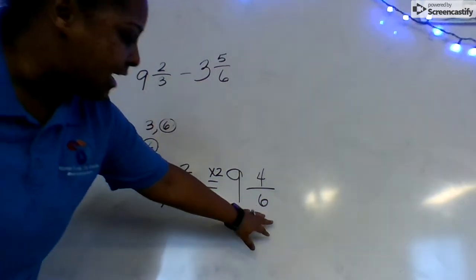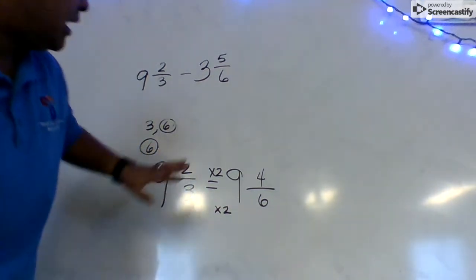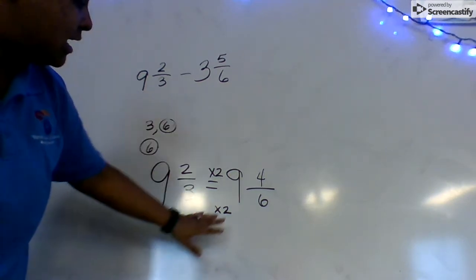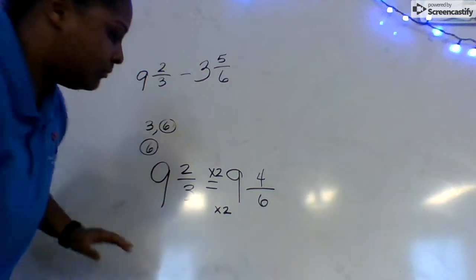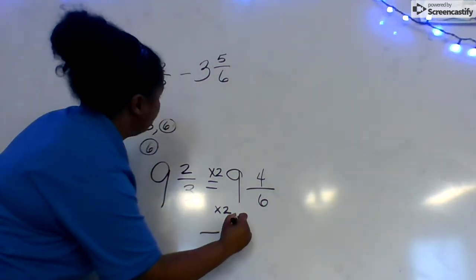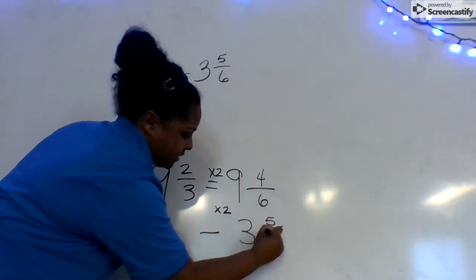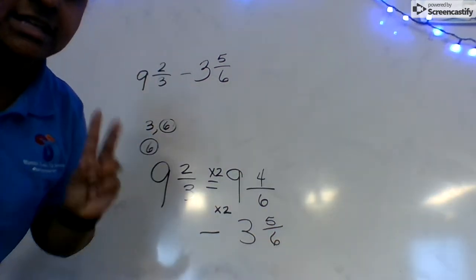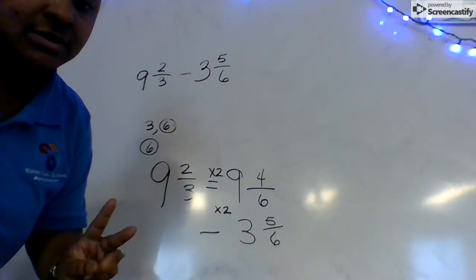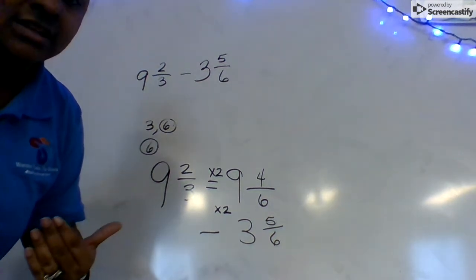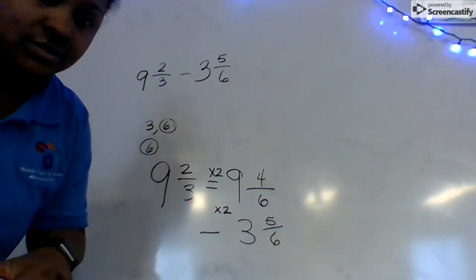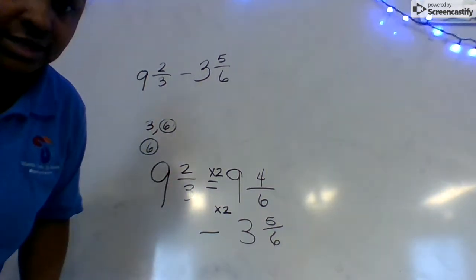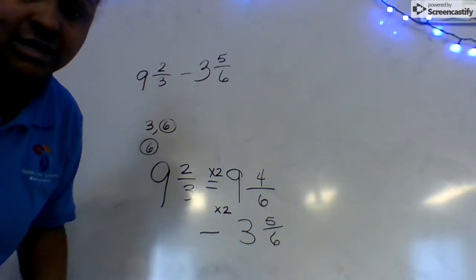Okay, now that I have something that's equivalent, I can now do my subtraction. So my problem now becomes 9 4/6 minus 3 5/6. Okay, the second rule is that not only do you have to have a common denominator, but you only subtract the numerators. Well, I have a problem. 4 minus 5 you can't do with subtraction. You'll end up with a -1.